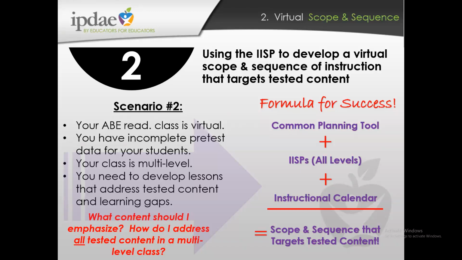Now, you add your students' IISPs to the equation, and then you continue adding your district's instructional calendar for the trimester. And you put all of this information together to develop a scope and sequence of instruction that targets tested content that your specific students have not yet mastered. Are you confused yet? Don't worry, don't worry. We are going to take it one step at a time. I know it looks complicated, but it really is not.